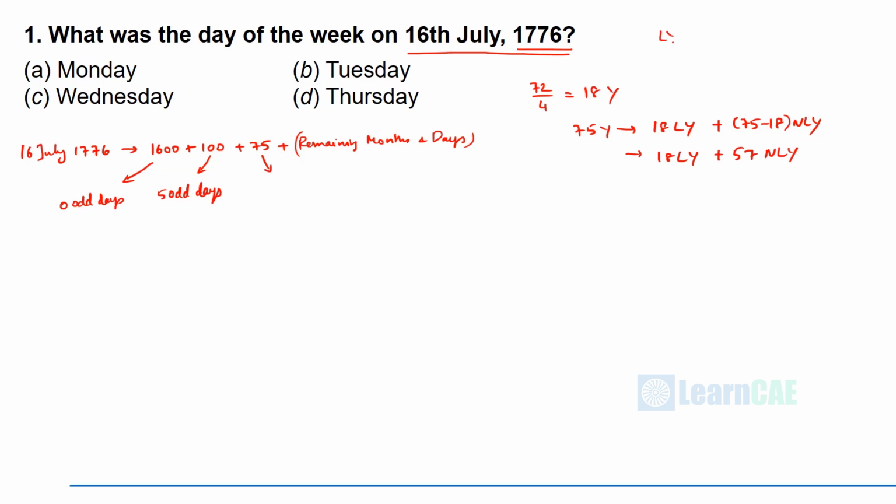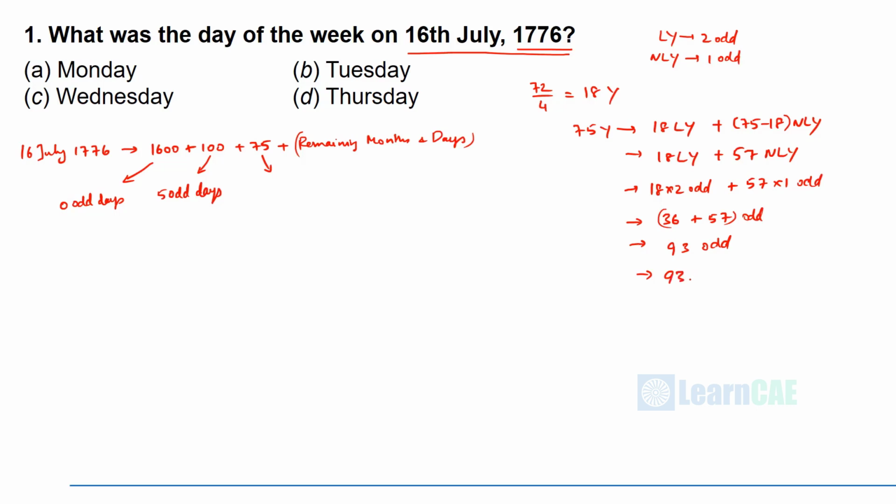We know that a leap year has got 2 odd days and a non-leap year or ordinary year has got 1 odd day. Therefore, it has got 18 into 2 odd days plus 57 into 1 odd day. So this is equal to 36 plus 57 odd days. Adding this we will get 93 odd days. Now you have to subtract this from multiple of 7 to find out the actual odd days.